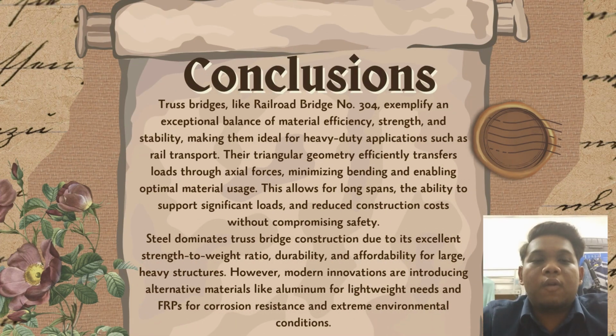So, for the conclusion, truss bridges like Railroad Bridge number 304 exemplify an exceptional balance of material efficiency, strength, and stability, making them ideal for heavy-duty applications such as rail transport. Their triangular geometry efficiently transfers load through axial forces, minimizing bending and enabling optimal material usage. This allows for long spans, the ability to support significant loads, and reduced construction costs without compromising safety.